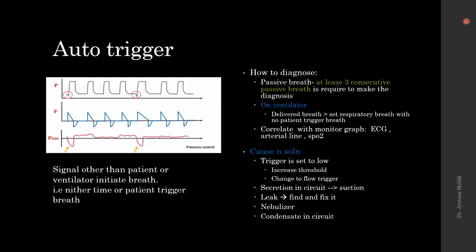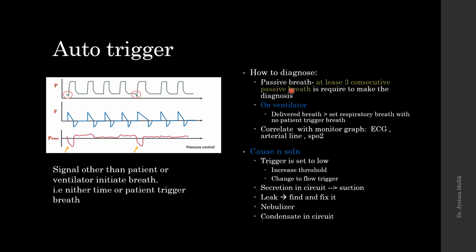So auto trigger means neither is the patient taking a breath nor is the ventilator giving the breath on its own, according to the set breath. Generally we set a rate of, suppose, 15, 20, or 10 breaths per minute on the ventilator, or else the patient takes a breath. If the patient is taking the breath, you can see it as a negative deflection in the pressure time scalar. And if the number of breaths is more than the ventilator set breath, and it is neither a negative deflection, that is a patient triggered breath, then that is called auto trigger.